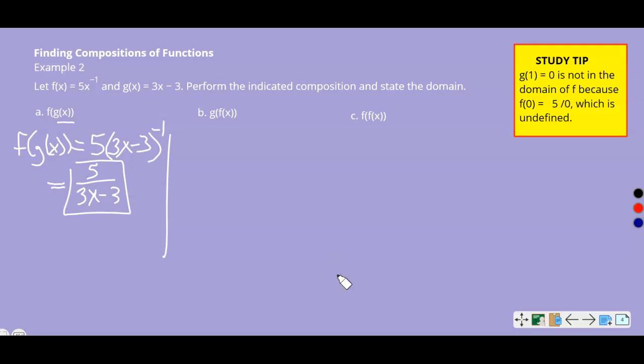B part says g of f of x. So since f is on the inside, we're going to work with it first. We're going to take f and substitute it into g this time. So we're going to take this function here and plug it into the x value here. So we're going to start with g of f of x equals, and we start with this function here, and in place of x we're going to put all of f. So 5x to the negative 1 power, and then the minus 3 was already there.